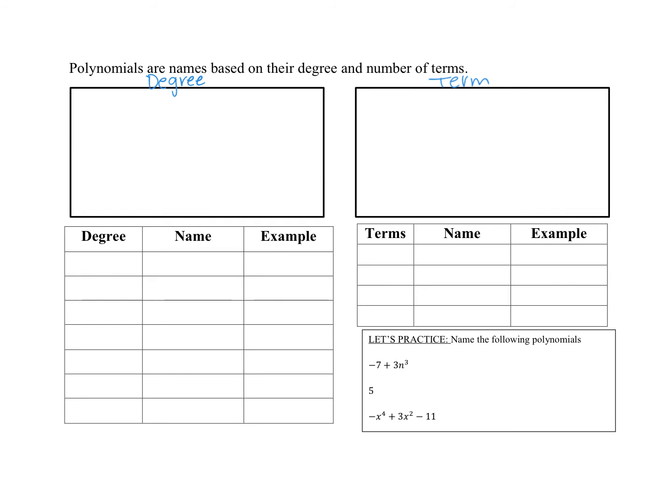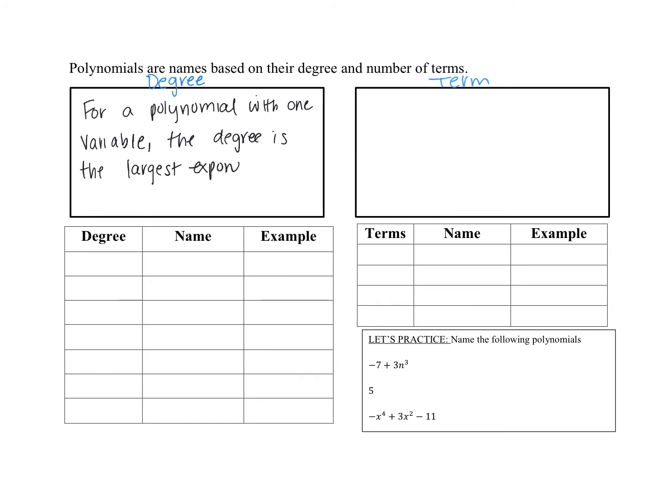So in this first box, what I want you to do is write down what we're looking for when we look for a degree. So for a polynomial with one variable, the degree is the largest exponent of that variable, okay? So we are just looking for the largest exponent, okay? And this is in terms of degree.